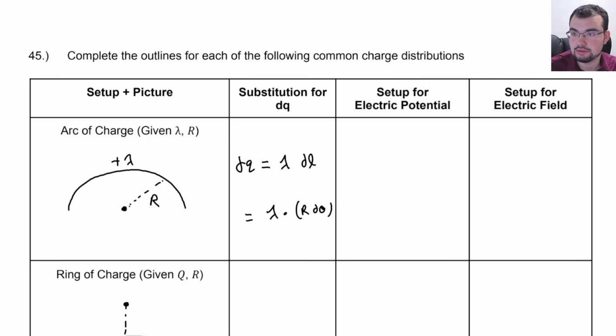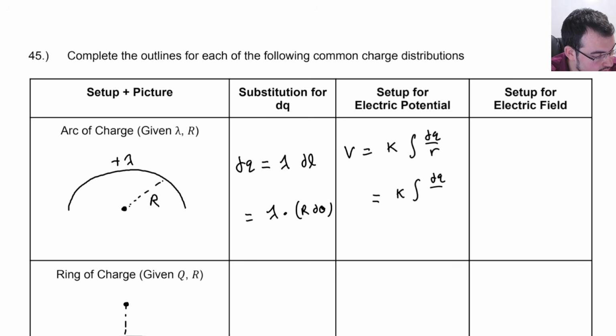Now for our potential, we just integrate. V is the integral of k dq over r. But all of the arc is a distance r away. So actually everything factors out. And this just looks like a point charge, kq over r. Now you might have to determine q in terms of lambda. It'd be lambda times pi r for a half circumference.